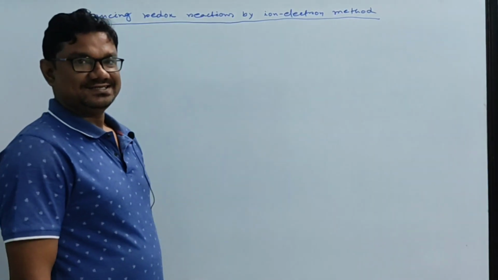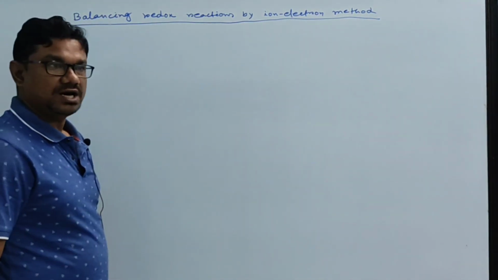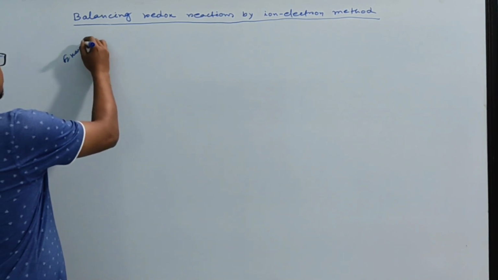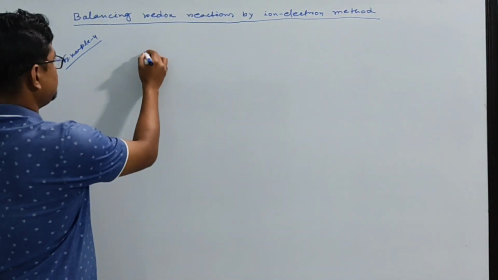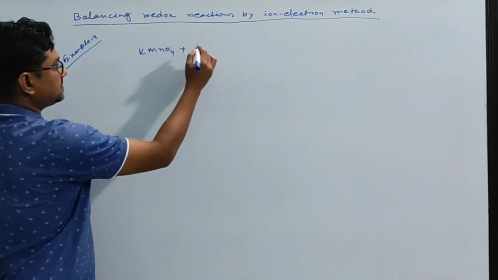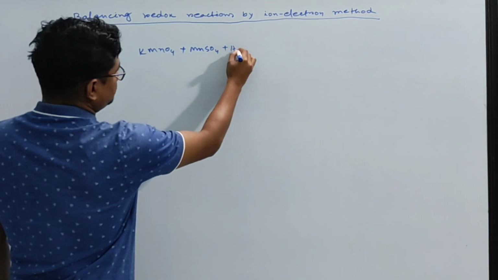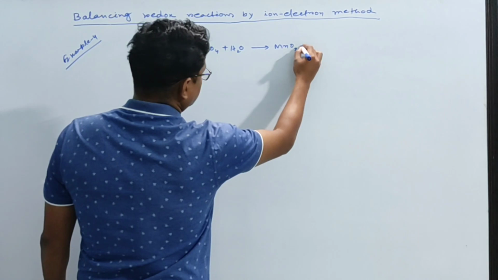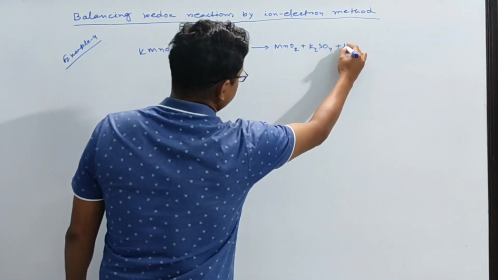Hello everyone, this is my fourth video in this topic, that is balancing redox reactions by ion-electron method. So in example number 4 we will discuss a reaction: KMnO4 plus MnSO4 plus H2O giving MnO2 plus K2SO4 plus H2SO4.